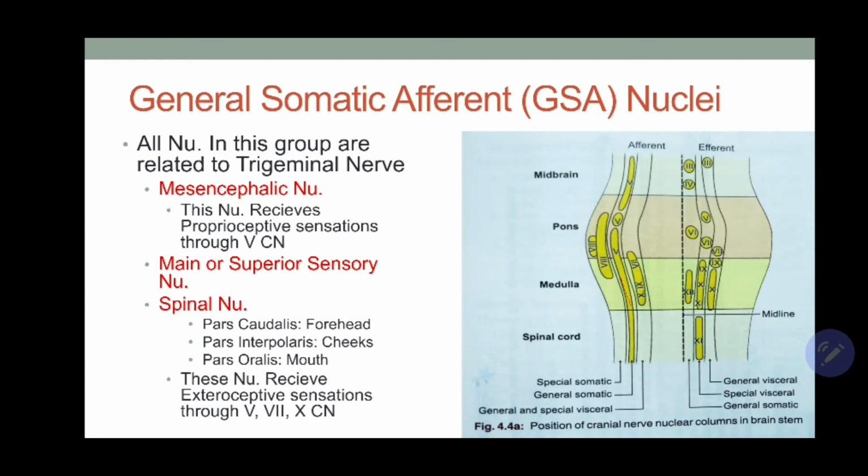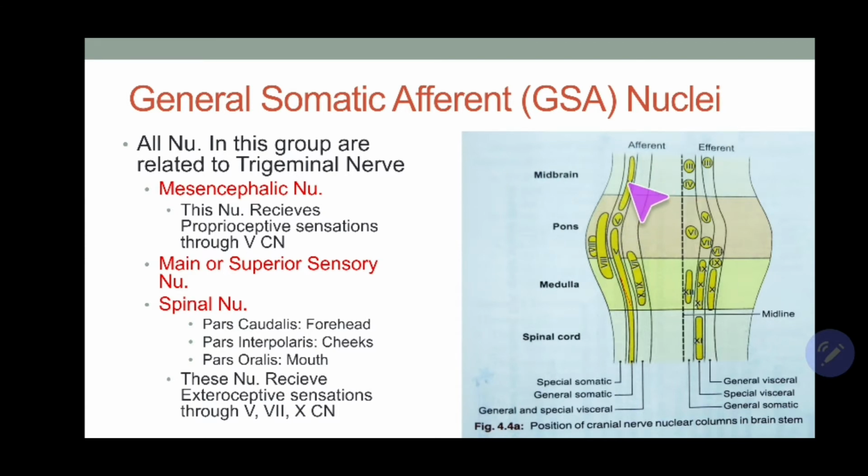So a brief description is that this is the chief sensory nucleus. It receives proprioceptive sensations as well as exteroceptive sensations from the face, and structures deep below the face as well. While this portion is the mesencephalic nucleus, and it mainly receives proprioceptive sensations, although exteroceptive sensations as well, but mainly the proprioceptive sensations from the muscles of the head and neck region.